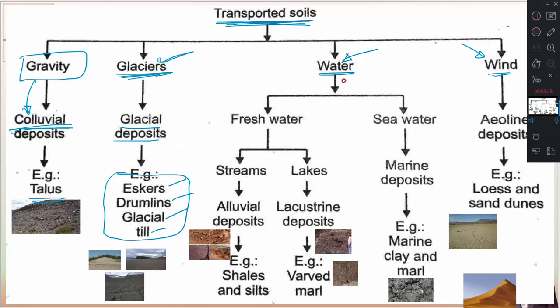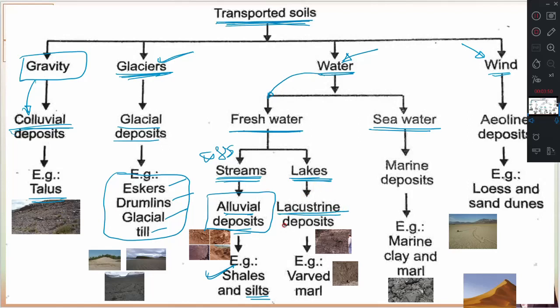Then the water transported soil. Water transported soil, we have two types of water: fresh water transported and sea water transported. Fresh water transported, streams. Stream transported soils are called alluvial soil. Examples are sands and silts. These are examples of alluvial deposits. Lake deposits: at the bottom of the lake, you will have lacustrine deposit soils. Best examples are clay, Warwood clay or marl.